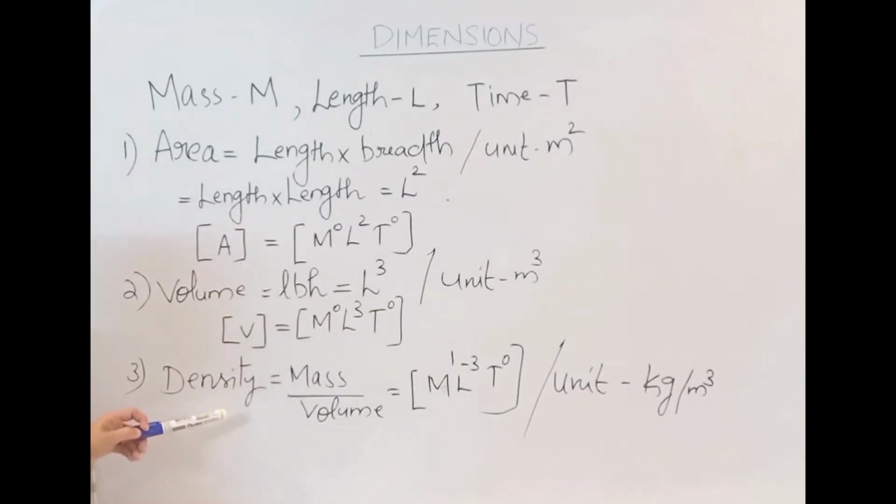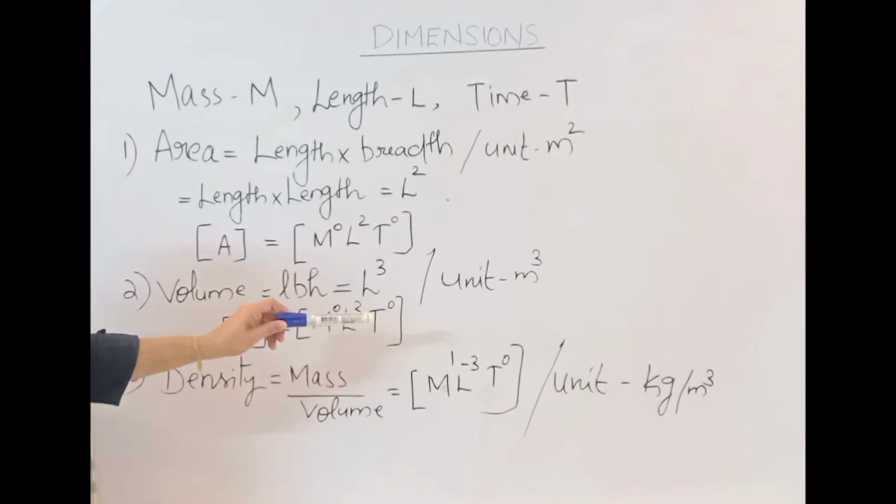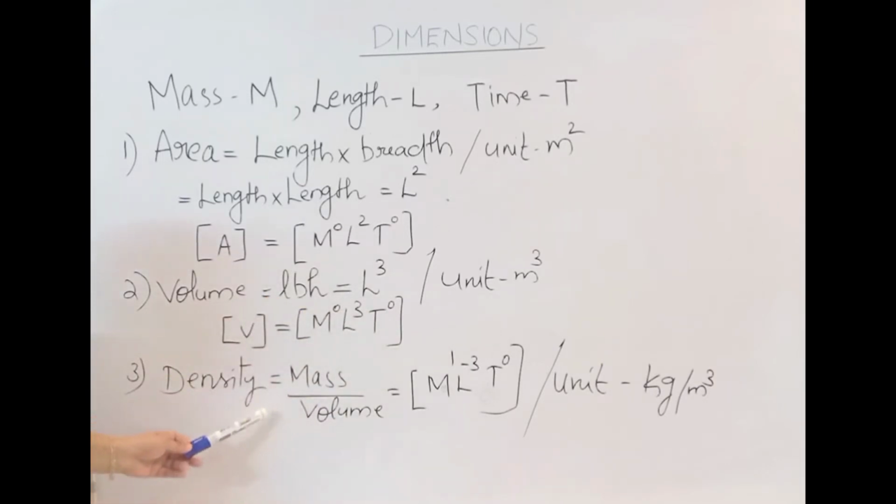Otherwise, we can find the dimension by using the equation, mass by volume. Mass is M, and volume we have already found, that is L cube, because length times breadth times height is L cube. So M by L cube will be M L raised to minus 3 T raised to 0. So this is the dimension of density.